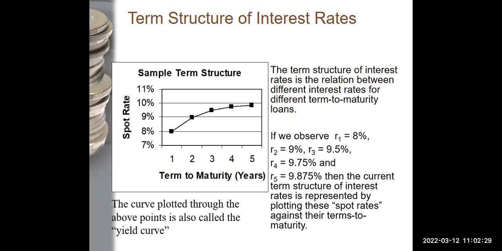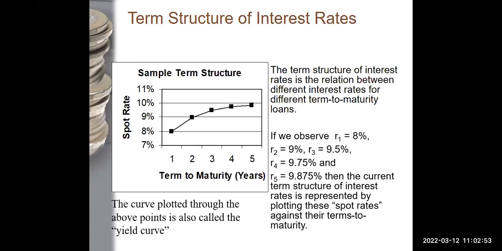So if we observe, R1 is, for example, 8%, R2 is around 9%, R3 is 9.5%, R4 is 9.75%, and R5 is around 9.875%. It's a very specific kind of a calculation. You can have a rough calculation if you draw this curve on your answer sheets or your notebook.